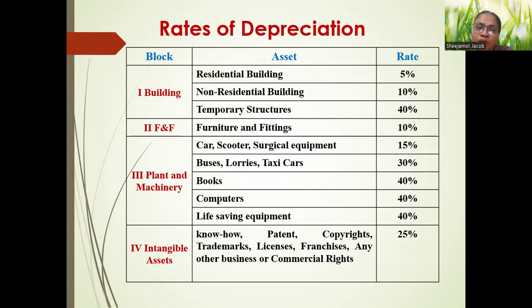So mainly four blocks of assets are there. The first one is building, the second one is furniture and fittings, the third one is plant and machinery, and the fourth one is intangible assets.